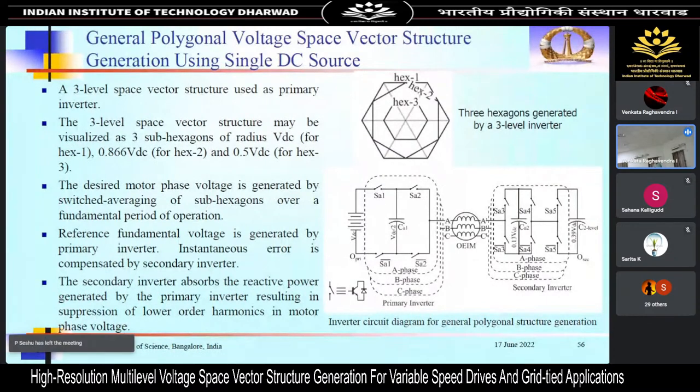VDC is the radius of the hexagon. Same way, we have one more hexagon here. If you go along this hexagon in six-step mode, you get a fundamental of 0.637 times the radius of that hexagon. If you go this way, you get 0.637 times the radius, which is equal to the radius of this. Now, I don't want PWM switching. I will switch between adjacent vectors, depending on the upper sector at that point. So you will get a switched average fundamental along with the harmonics.